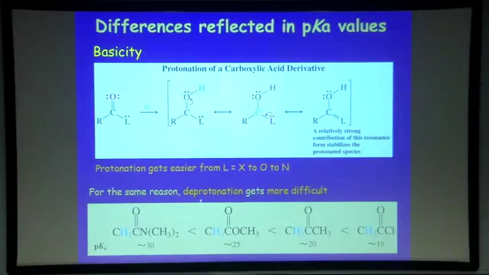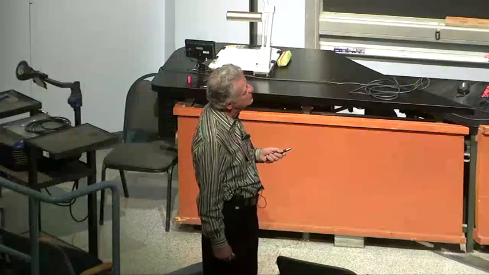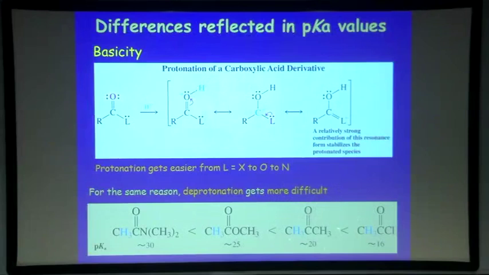For the same reason, deprotonation now gets more difficult, meaning that the hardest carbonyl with most delta plus is now the most acidic. And that's why acyl halides are actually more acidic than aldehydes and ketones. And if you remember, they're about as acidic as an alcohol. So if you remember 15 is a good number, then to go to aldehydes and ketones, it's a factor of 5, another factor of 5. It's an increment of 5 pK units. So that's a factor of 100,000.